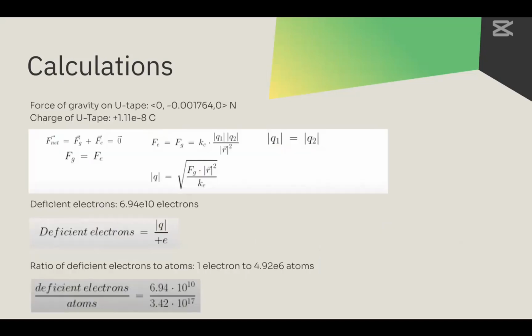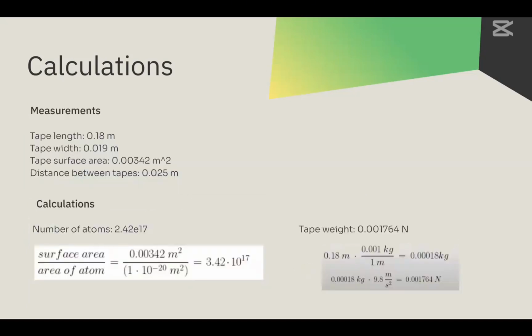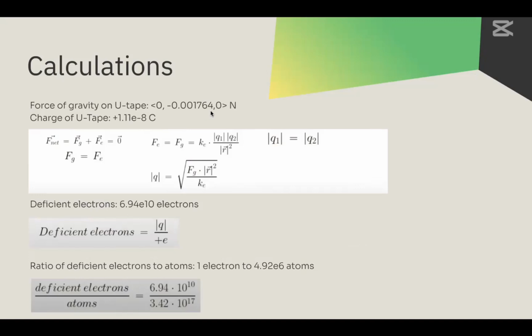Then we continue. We want to find the force of gravity on the U tape, which is what we calculated just earlier. It's just the weight. We put that in vector form, going in the negative y-hat direction. For the charge of the U tape, this is the main formula we're using. This is just the superposition of electric fields, so F net, and we're assuming that Q1 is equal to Q2. We found that to be plus 1.11 times 10 to the negative 8. So we see it's positively charged. And then we calculated the deficient electrons and the ratio of deficient electrons to atoms.